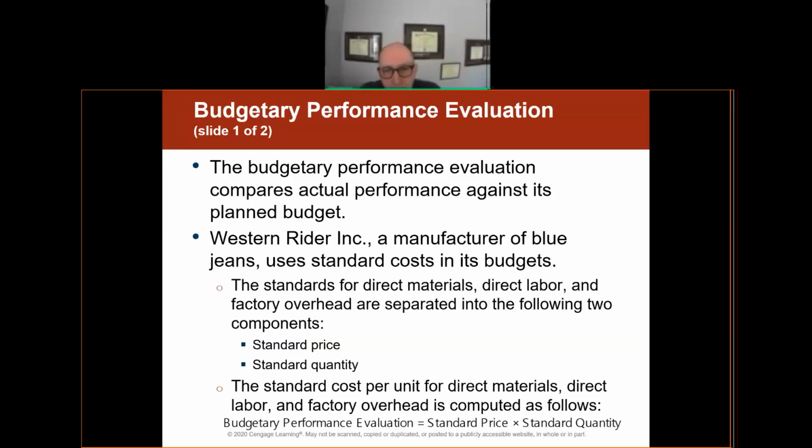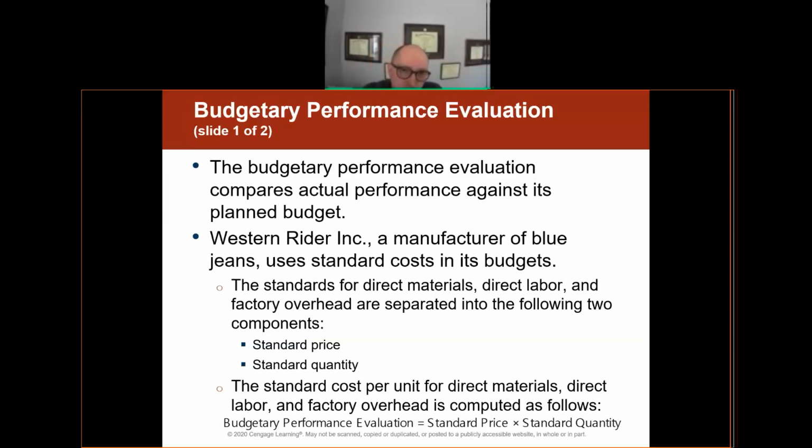So as we talked about in previous chapters, when we talked about budgeting, we talked about comparing actual performance to our budget, right? We talked about comparing actual to budget. And we could say the same when it comes to standard costs versus actual costs.